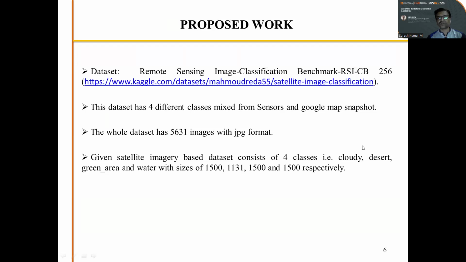Proposed work. As I said earlier, I will be using RSI CB. RSI stands for remote sensing image, CB stands for classification benchmark 256, which is available on the Kaggle website. This dataset has 4 different classes, mixed from sensors and Google Map snapshots. The whole dataset has 5,631 images in JPG format. The dataset consists of four classes, as I said earlier: cloudy class, desert class, green area, and water class.